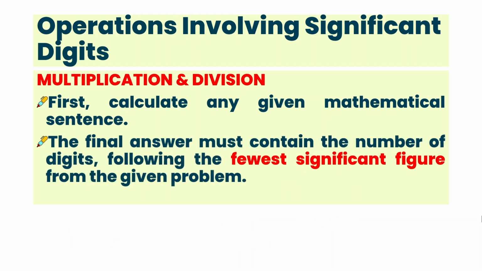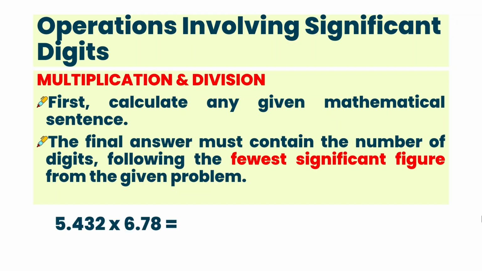How about in multiplication and division? First, calculate any given mathematical sentence, and the final answer must contain the number of digits following the fewest significant figure from the given problem. So this time, we don't need to follow the fewest decimal place, but instead, we have to follow the fewest significant figure from the given problem. In this case, you must memorize the rules in significant figures as presented before this slide.